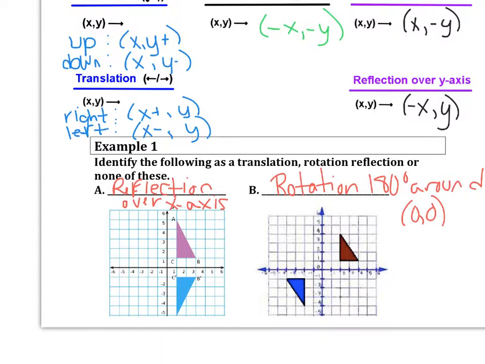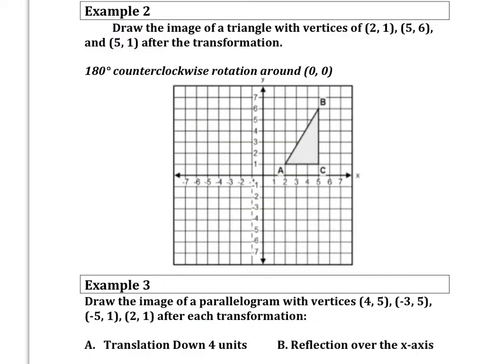Okay, next, in example 2, it says draw the image of a triangle with vertices of 2, 1, 5, 6, and 5, 1 after the transformation. So our original triangle is already there, triangle ABC, and we can see it is at 2, 1, 5, 6, and 5, 1. Now, if we are going to rotate a full 180 degrees, what we want to do is make sure we label our new points. Now, just like in dilations, when we label the image or the new figure, it's going to be labeled with the same letter, only now it will have an apostrophe next to it, which is pronounced prime. So we have A prime, B prime, and C prime that we're trying to find here.